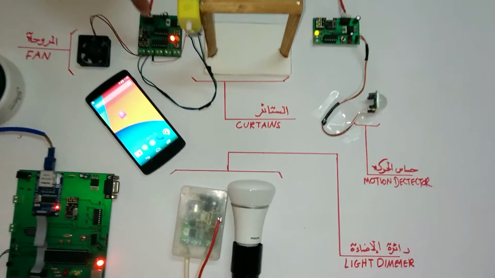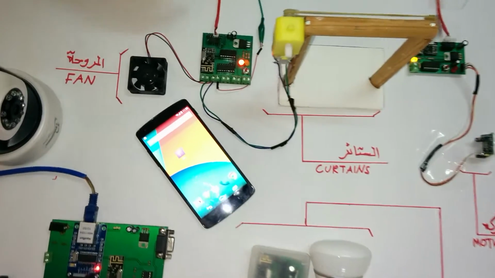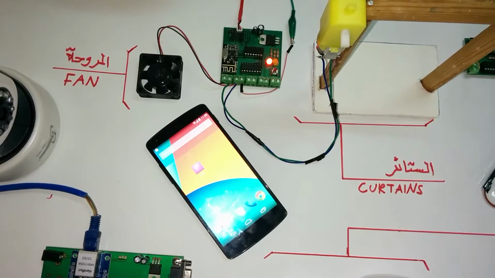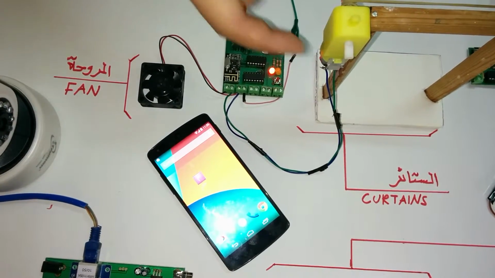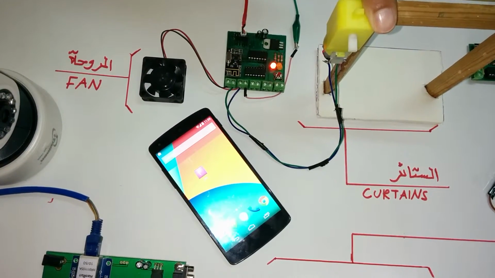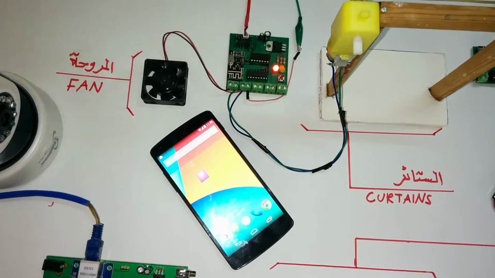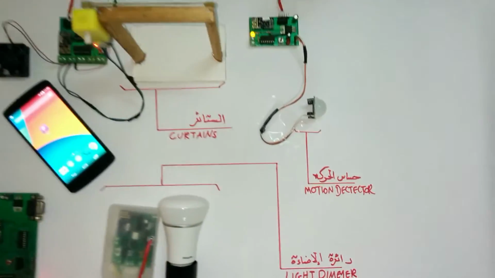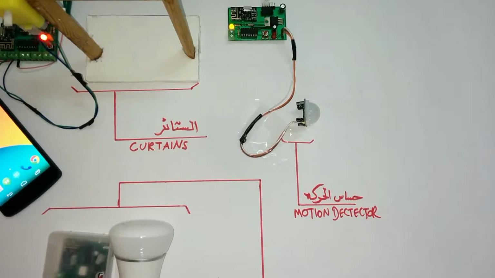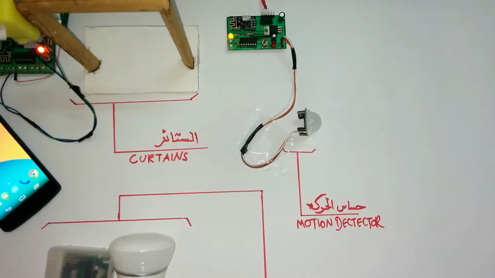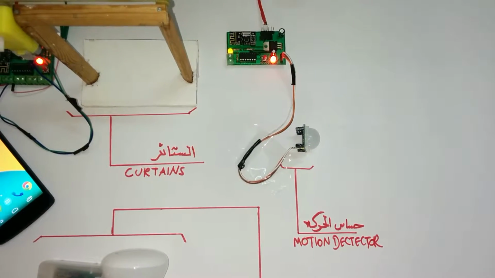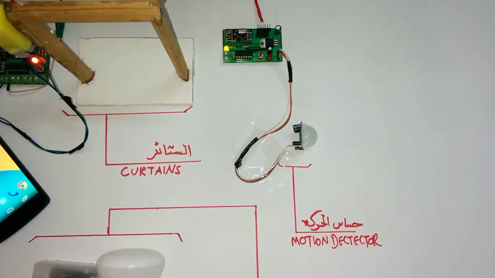What other circuits we have? We have the motor control circuit. This circuit is connected to any DC motors in the room, like in a DC fan or the curtain motors. Okay, let's move to the other circuit here. We have the PIR circuit. This circuit will send a signal once we have someone entering the room or entering the range of the PIR.